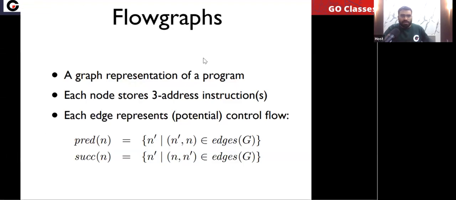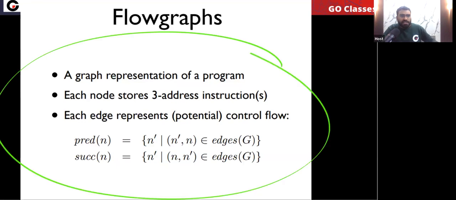Now let's see the next topic, a simple topic, that is what is a successor and what is a predecessor. This is also very simple. What is a successor? What is a predecessor?